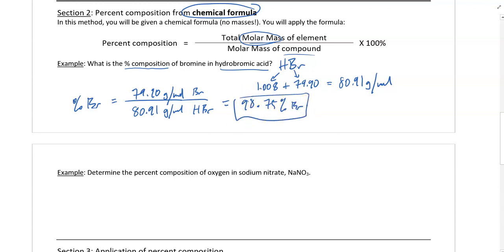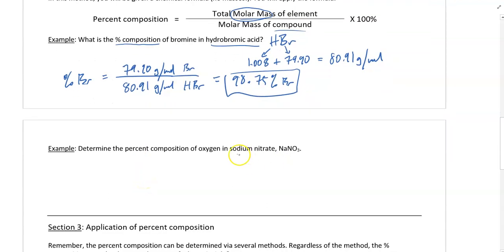All right. And that's basically it. And that's how the setup is, this time using chemical formulas. In this case right here, determine the percent composition for oxygen in sodium nitrate, right? So this guy right here. This time it's a little bit more complicated, but we still follow the same process. I still care about percent of oxygen.